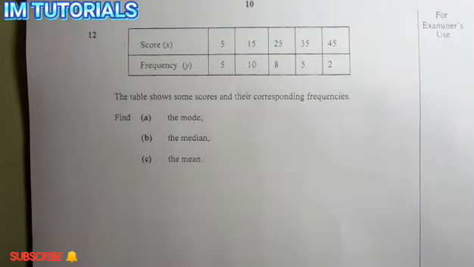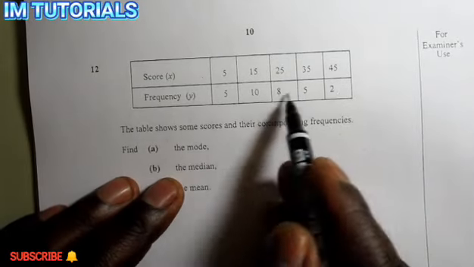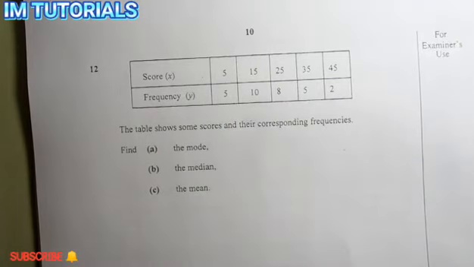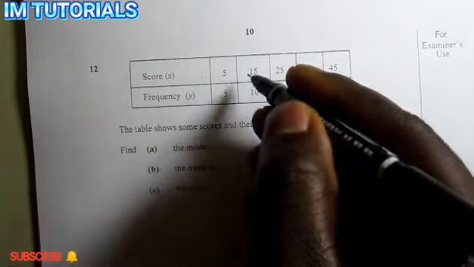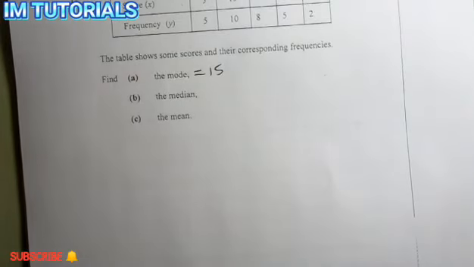Right. The table shows some scores and their corresponding frequencies. Find the mode. Mode represents the number or the quantity with the highest frequency. So to find the mode, you identify the highest number on the frequency. The highest number on the frequency is 10, but 10 is not your answer. Your answer is the quantity above 10, and that quantity is 15. So our mode is equal to 15. So I'm going to write 15 as my solution for part A. Then move on to the next question.